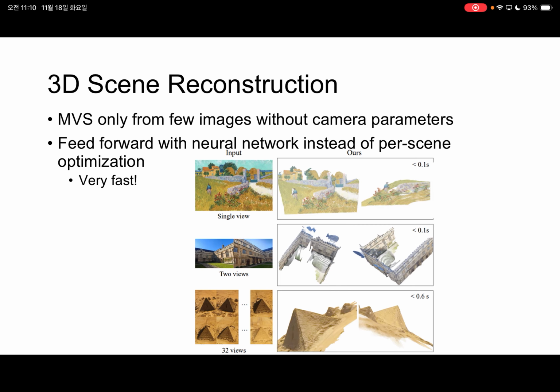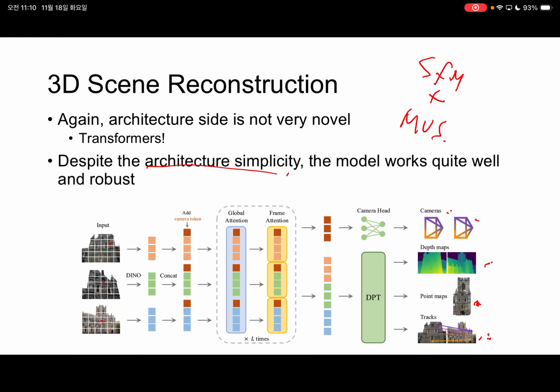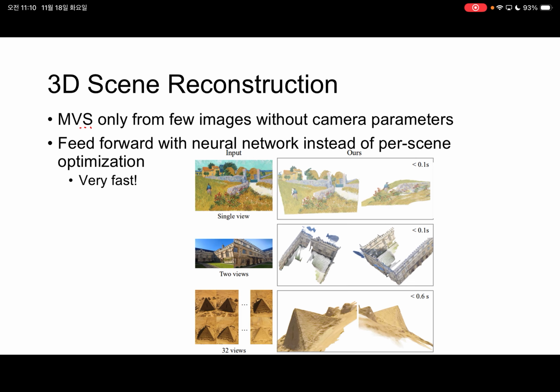And this shows the output of this network. So it looks like multi-view stereo only from few images without camera parameter, right? Yes, originally MVS requires camera parameters and a sparse point cloud. But it looks like MVS, but with only a few images without camera parameter. And another difference is it is a feed-forward neural network.